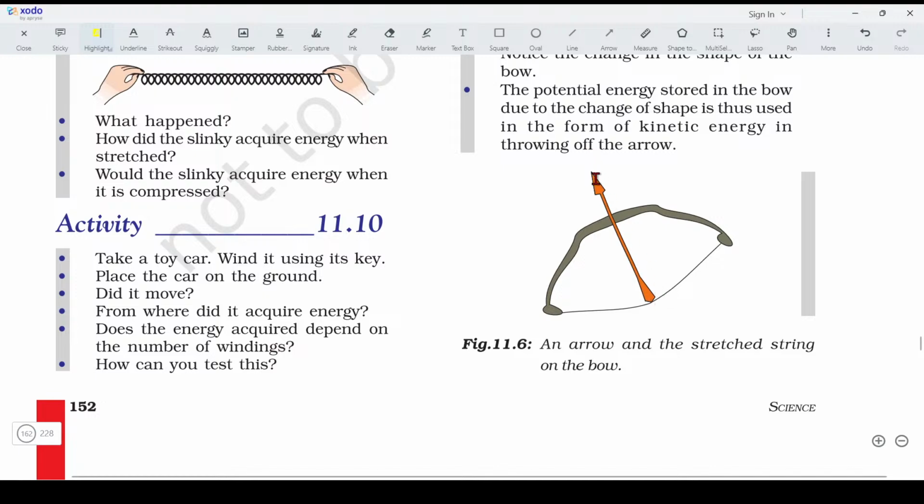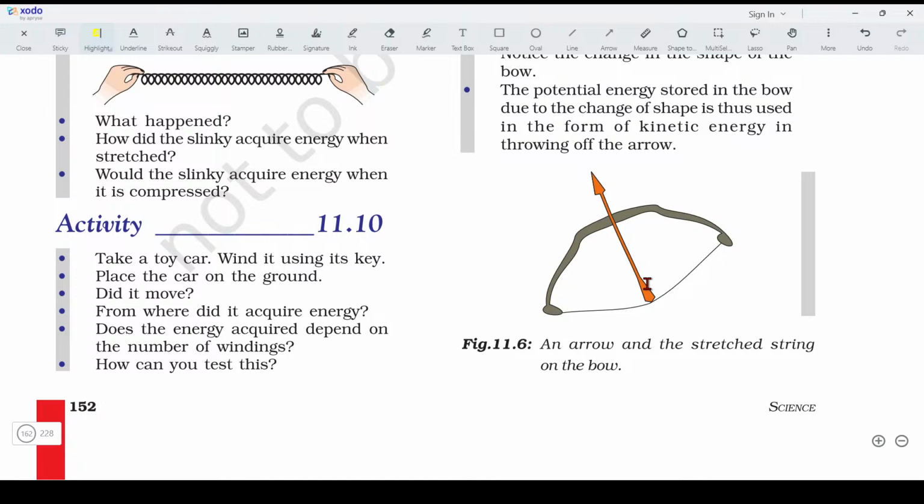Similarly, a spring also. So they have got the ability to do some work. If this bow is not stretched, if it is flat, will it have the ability to send this arrow? No, right? If it is not stretched.